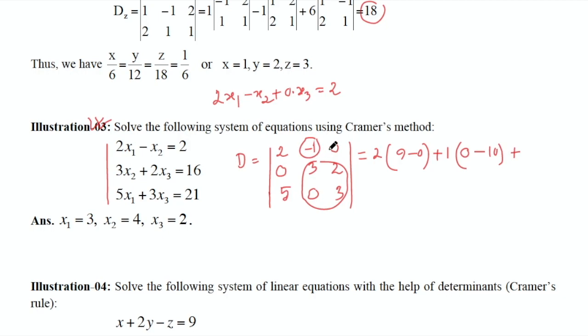plus, if your third component is 0 in the first row, you don't need to do any work with 0, because 0 times any number will be equal to 0. So this equals 2 into 9 minus 10, which is equal to 8. So the determinant of the coefficient matrix is equal to 8.